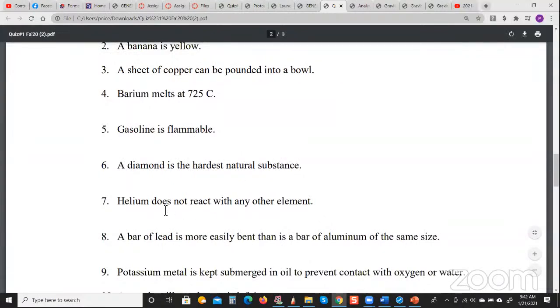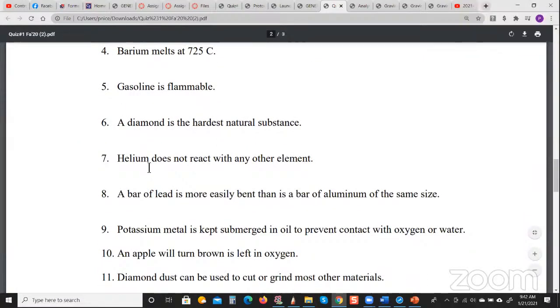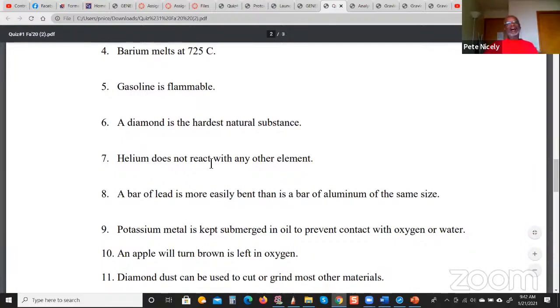Diamond is the hardest natural substance. Physical. Helium does not react with any other element. Chemical, exactly. Even though it's not reacting with any other element, that statement is a statement of a chemical property, all right? Basically, you're saying that one of the chemical properties exhibited by helium is the fact that it does not react with other elements, all right?